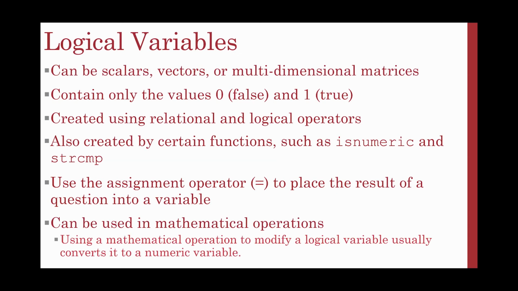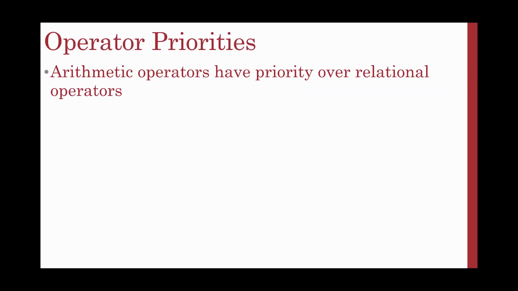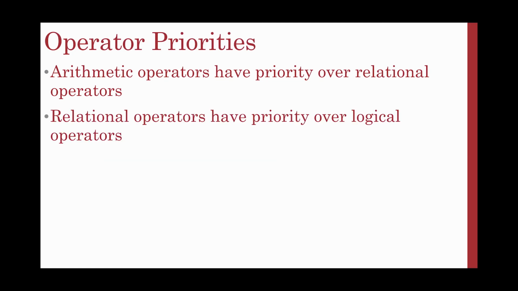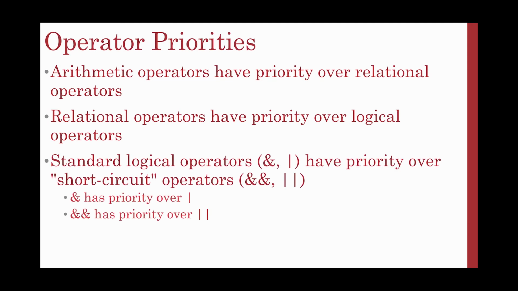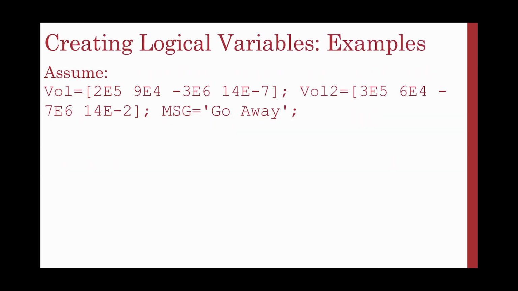It can be used in mathematical operations, so using a mathematical operator to modify a logical variable usually converts it to a numerical variable. So we've got to look at the order of operations as priority. Arithmetic operations have priority over all relational operators. Relational operators have priority over logical operators, and standard logical operators, which are your single & and single |, have priority over your short-circuit operators of your double && and double ||. Also, as a reminder, AND has priority over OR. Table 18.1 has more details on that.